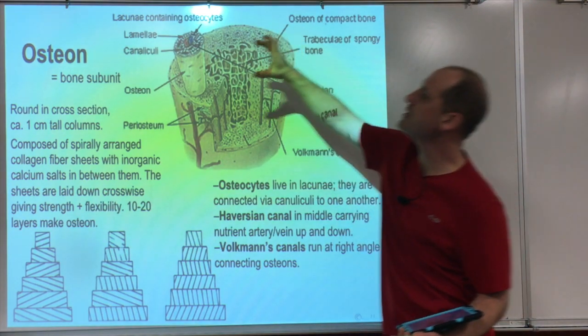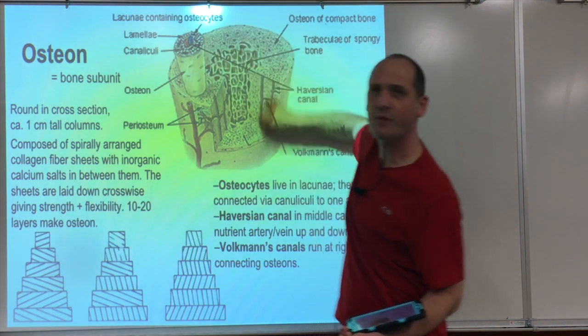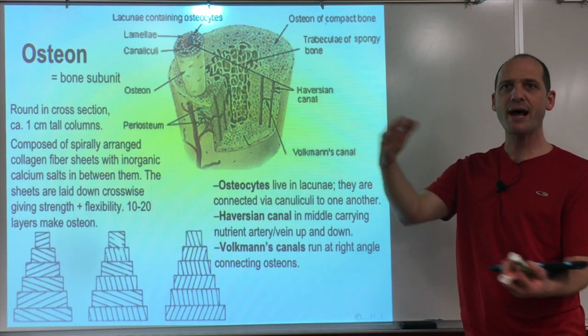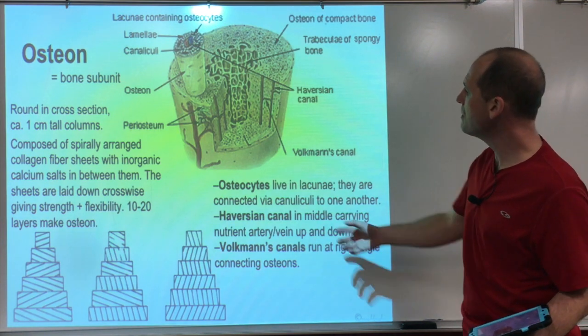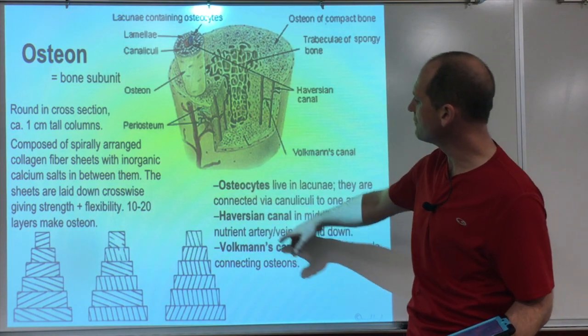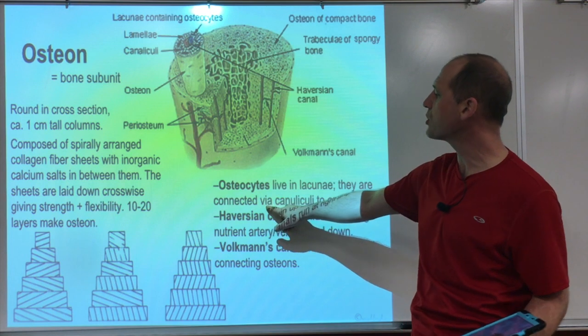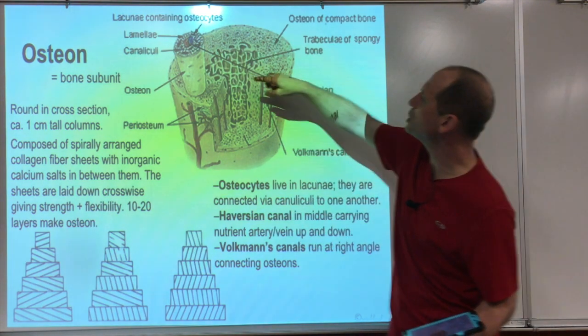And so then you take all these little things and you make all these big old bone things out of it. So it's like a Lego piece, and then you make the bone out of all these Lego pieces. We have different parts of it. We talked about osteocytes already. They live in lacunae. They are connected via little channels.